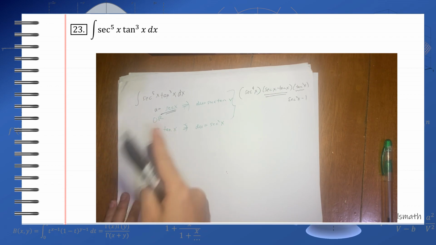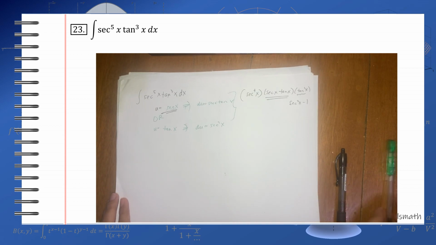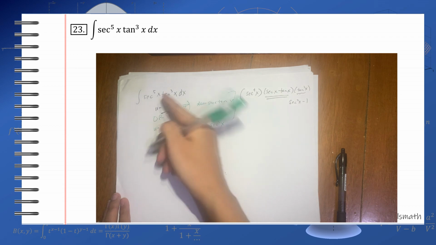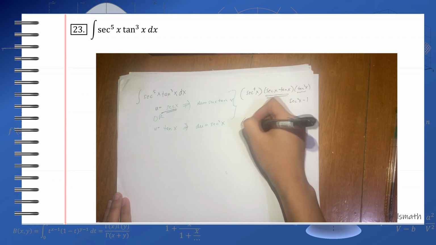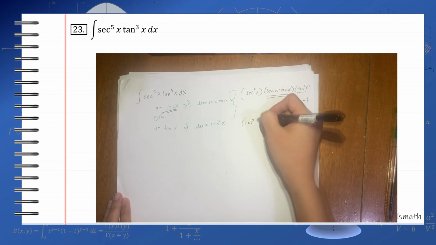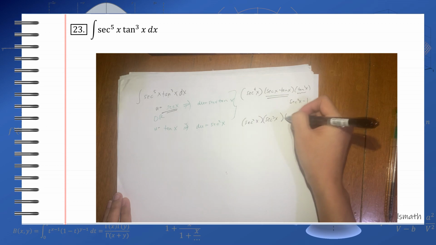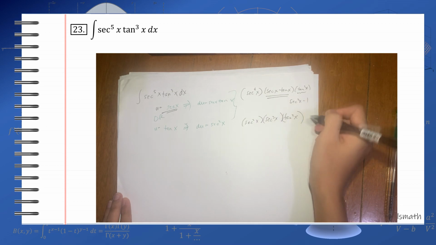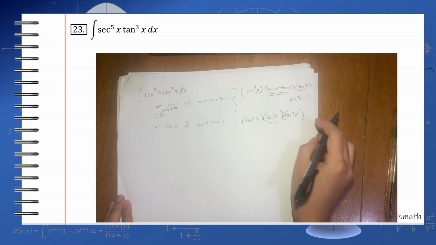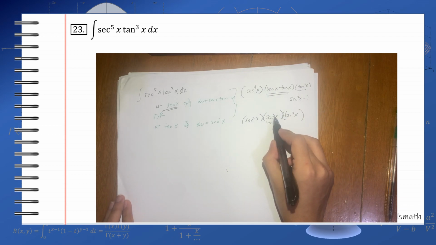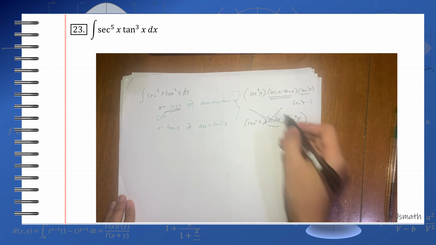Suppose, if you insist, let's try to use u equals tan x. If we use that, we have to isolate the secant squared. So secant squared x, so we're left with secant cubed x, then tangent cubed x. The problem is we cannot write this simply in terms of tangent because the power is odd. So this is a no. We use this representation.